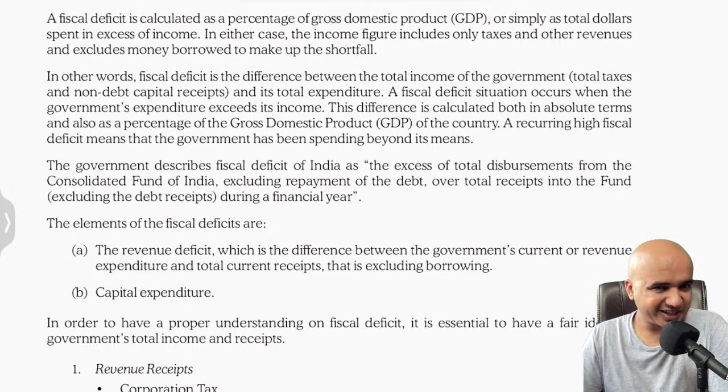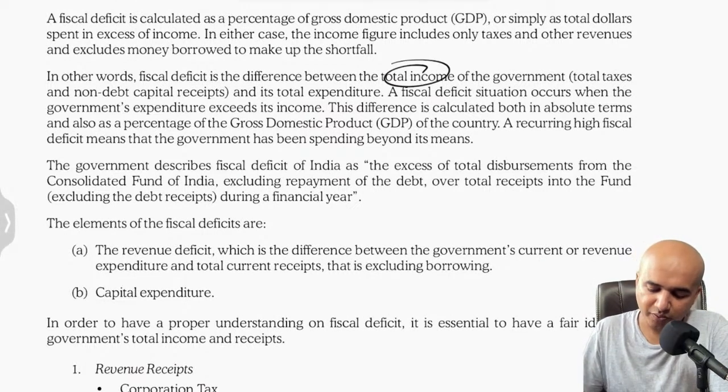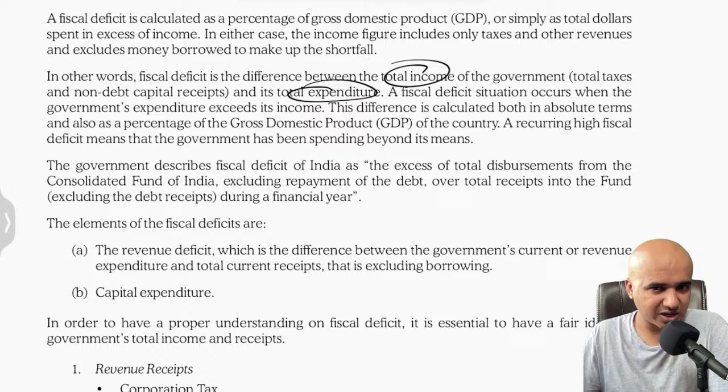So once again they are reiterating, fiscal deficit is the difference between the total income of the government and its total expenses. So when does such a situation arise? When the government expenditure exceeds its income, of course. The difference is calculated both in absolute terms and also as a percentage of GDP. Again, they're repeating the same stuff.